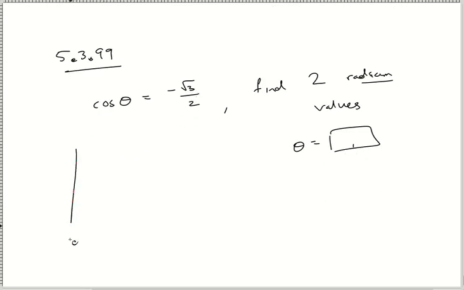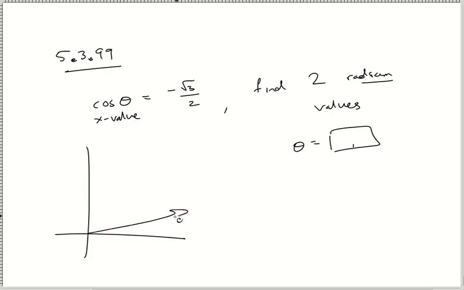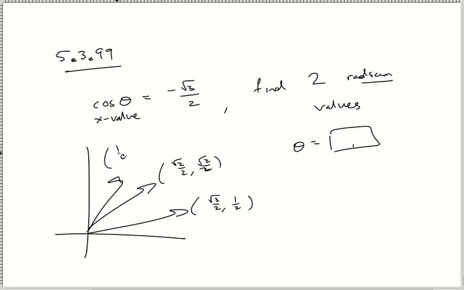Okay, so here's what I'm thinking. I've seen this before. Square root 3 over 2. Remember that this is an x value. And out of the 3 that I have: 1/2, square root 2 over 2, square root 3 over 2, for my 30, 45, and 60. Very good. Okay, so I want the x value to be this guy.